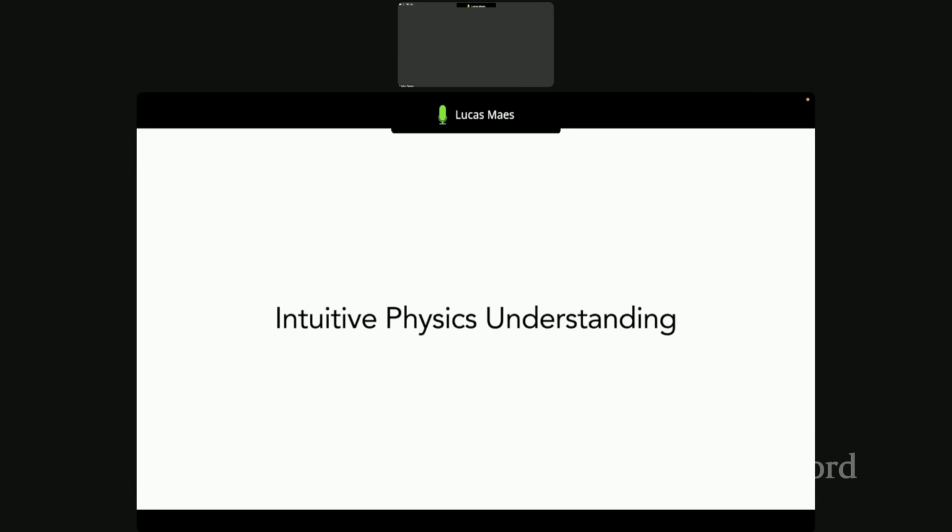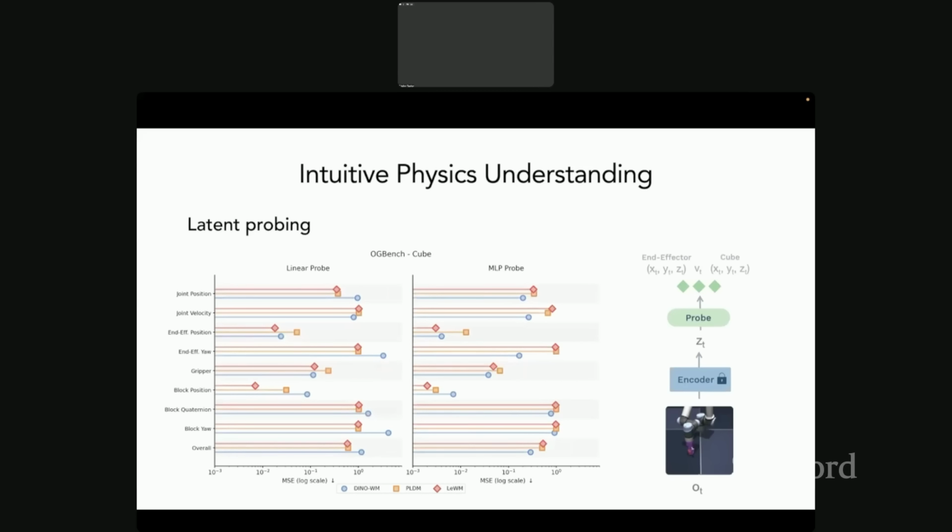So that's for the control. For intuitive physics understanding, we did something pretty easy. The first thing is we probe the latent space. We took the encoder from LeWorldModel and froze it, and we trained a linear or an MLP probe, a nonlinear probe, to try to predict the coefficients of the simulation for that state.